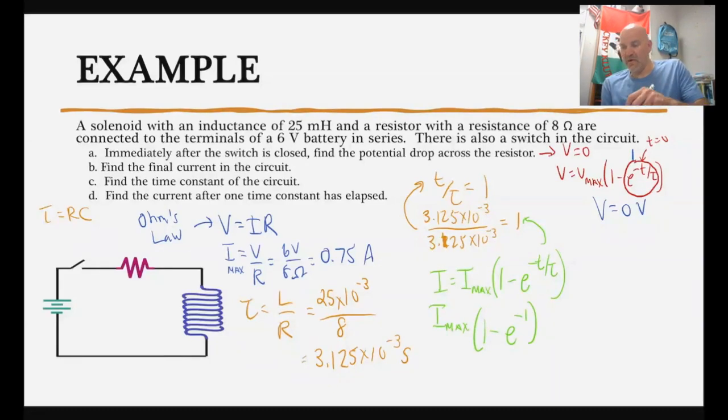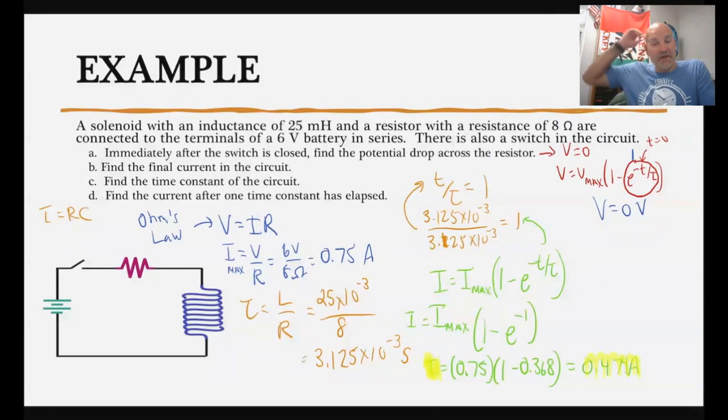Well, I didn't write it down on my paper, but e to the -1 ends up being 0.368. And our Imax is 0.75. So we get 1 minus 0.368, which is 0.632. And we multiply that by 0.75, and we get 0.47 amps. That's telling us that after one time constant, the current in our circuit is 0.47 amps.